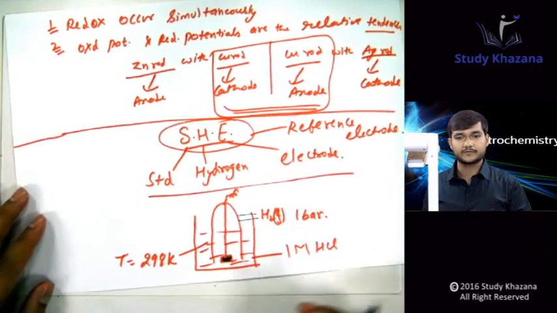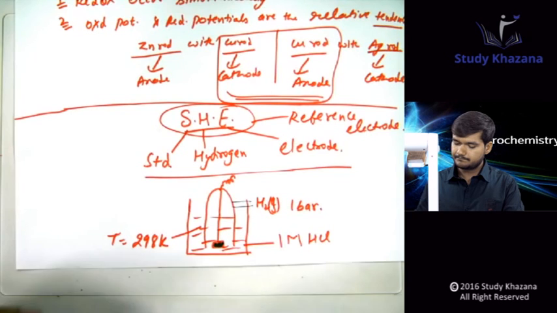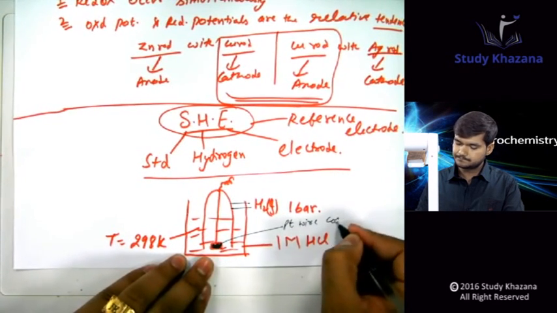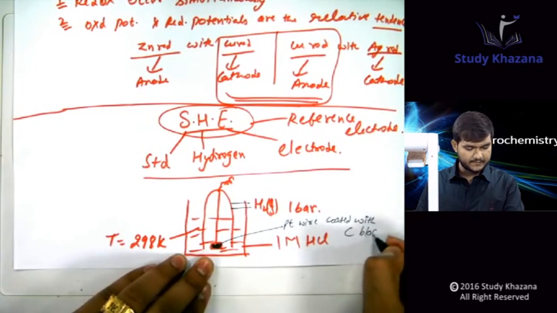Look at the diagram. This is the platinum wire coated with carbon black, and this is the wire.